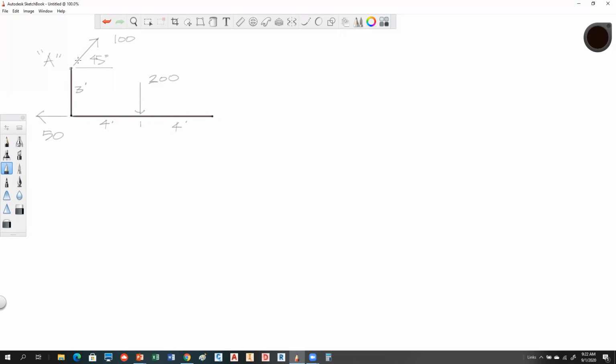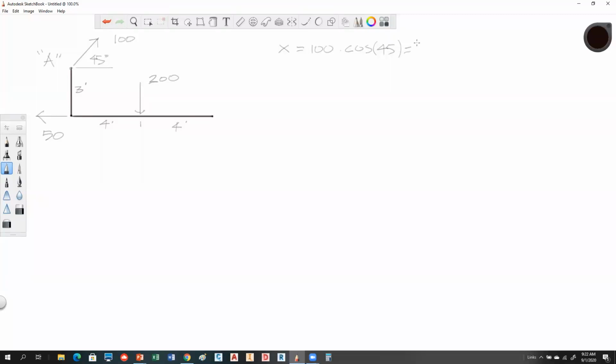Okay. So the first thing I want to do is get rid of any vectors that are not parallel to X or Y. So what I want to do is break this vector down into its X and Y components. Okay. So X is going to be 100 times the cosine of 45. And the nice thing about that is because it's a 45-degree angle, you guys should know that the cosine and the sine are the same. So what we come up with in x, we're also going to have in y.